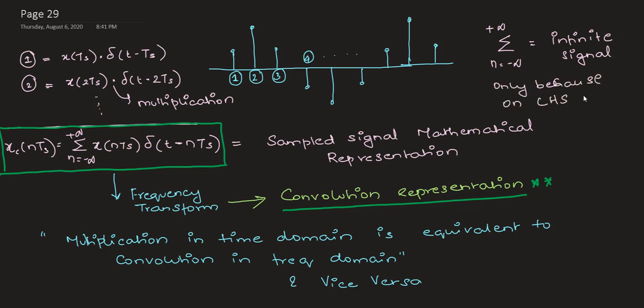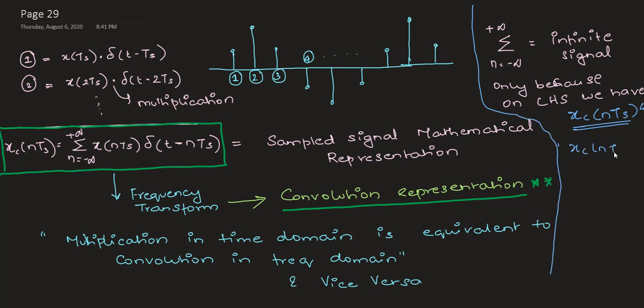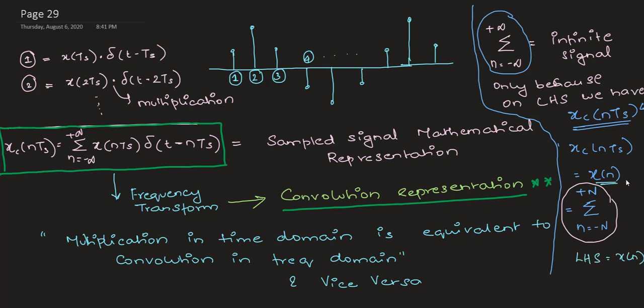Good. And before we go to seeing this frequency sampling, what I'm going to talk about is why we are having sigma n equal to minus infinity to plus infinity, which is against the definition of a discrete signal, where discrete signals are supposed to have finite duration. So this can be represented in finite form as sigma n equal to minus N to plus N. But when we do that, we have to write the left hand side as x of n. Good.